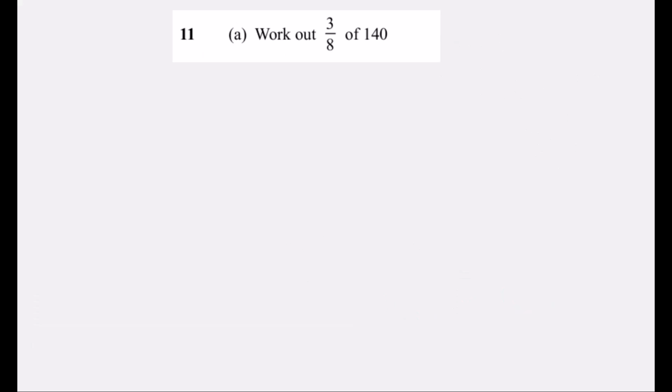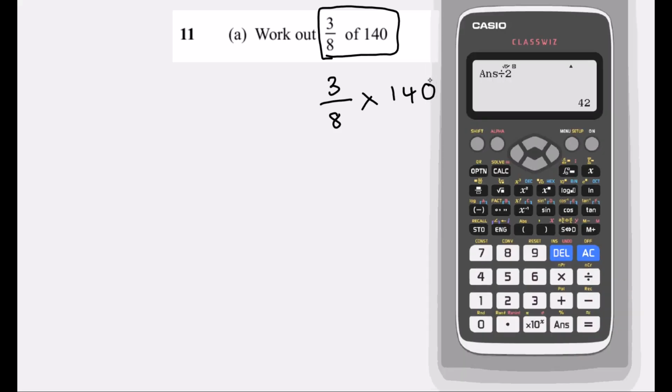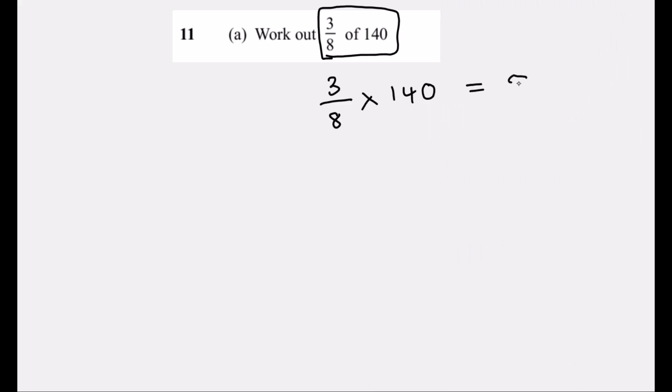Question 11. Work out 3/8 of 140. Again, when we have of, we can do it times. So we can do 3/8 times 140. And that will get us straight to the answer. 3/8 times 140 is 52.5. So that's the answer. I'll show you it another way as well.